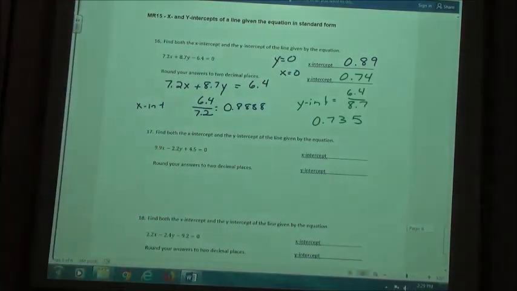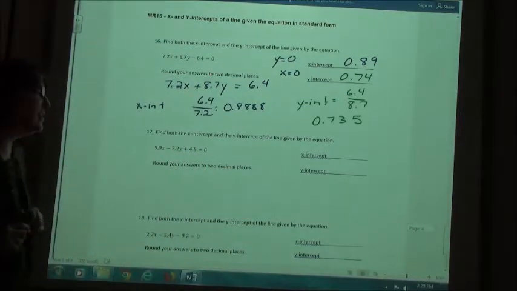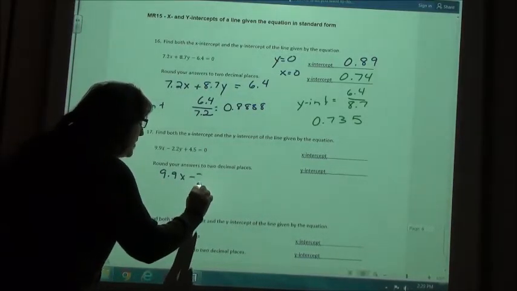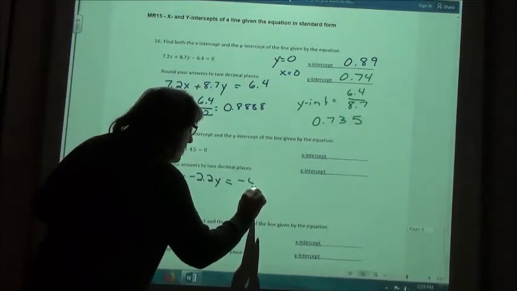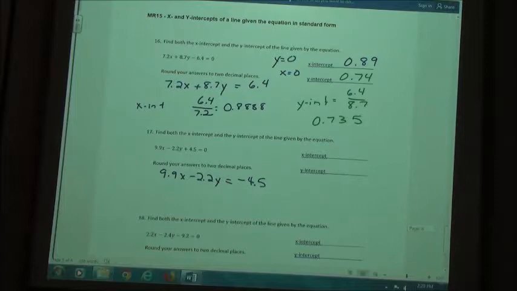So 17, same kind of thing. I want to find my x and y-intercept. First thing I'm going to do is move this over so I have it in standard form. So I have 9.9x minus 2.2y equals negative 4.5.